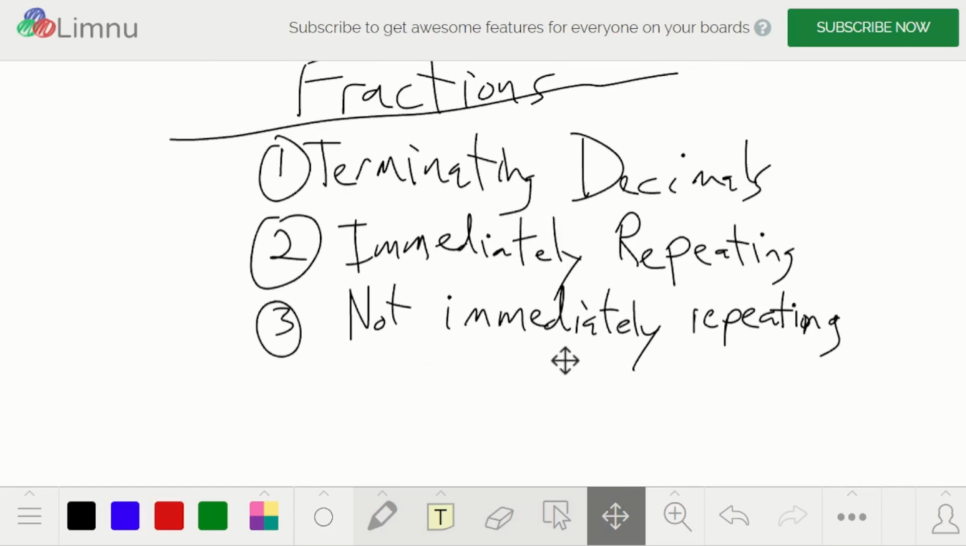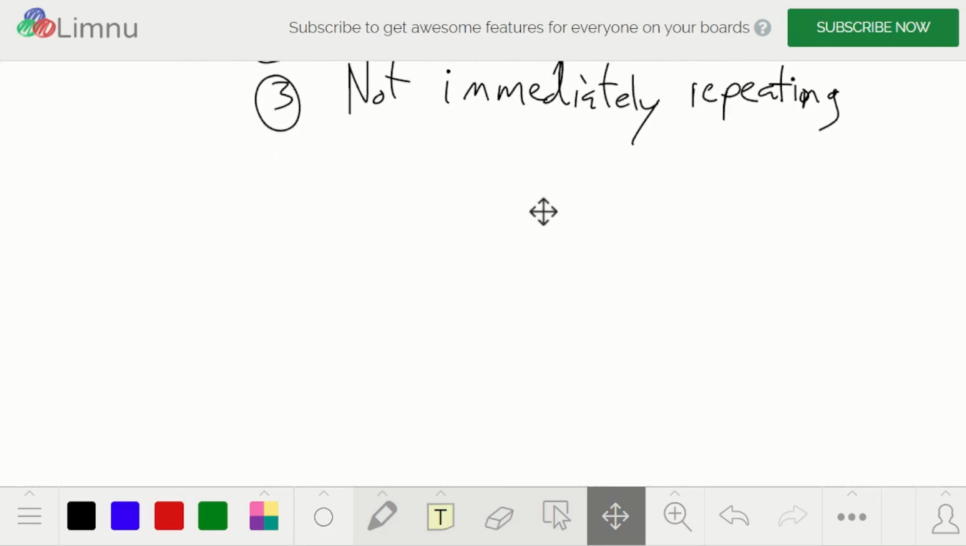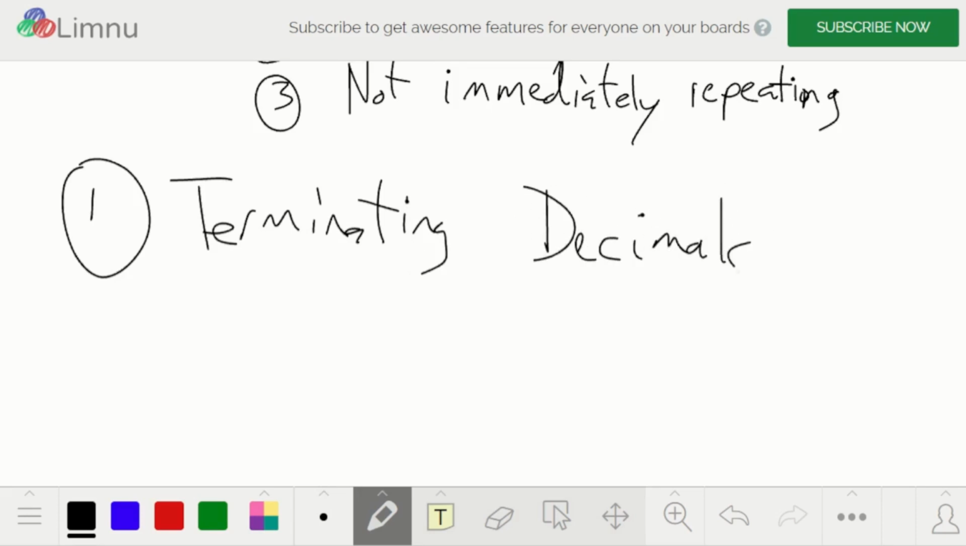So I'm going to break down these three cases into three short videos that are connected on the same playlist. So here we are going to start with the first case, terminating decimals. And in this case, it is probably the easiest of the cases, something like 0.125.